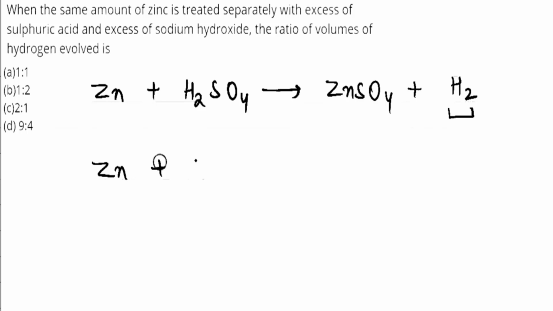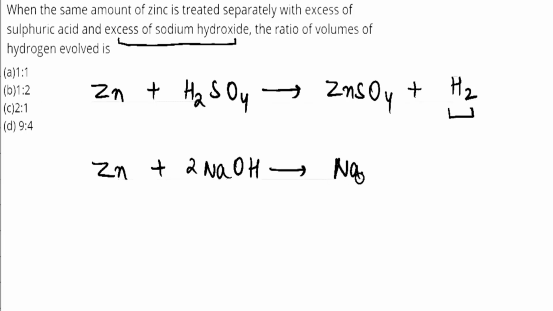On the other hand, if zinc is reacted with sodium hydroxide, because excess we have to take, so again we've taken this here, then we would be getting sodium zincate, that is again a salt, plus liberation of hydrogen gas. So here also one volume of hydrogen is liberated.